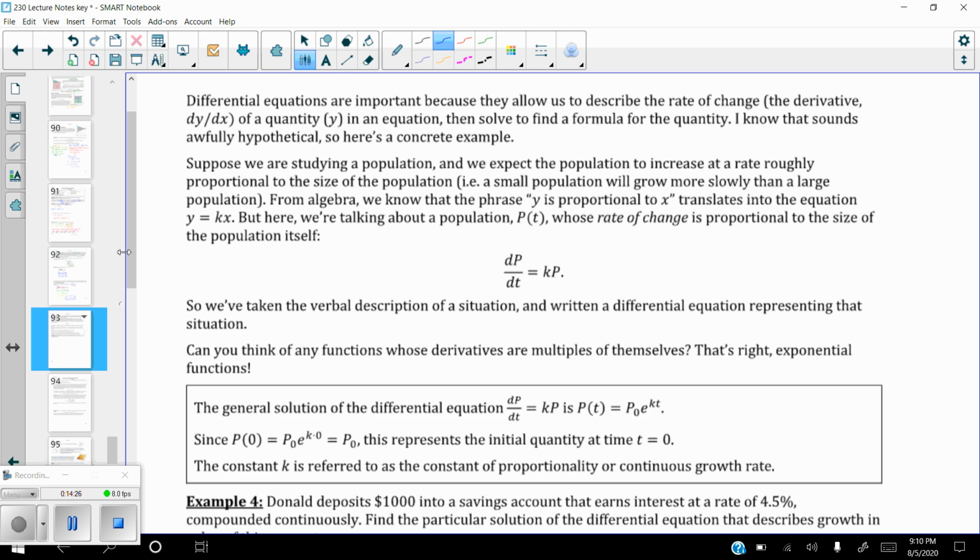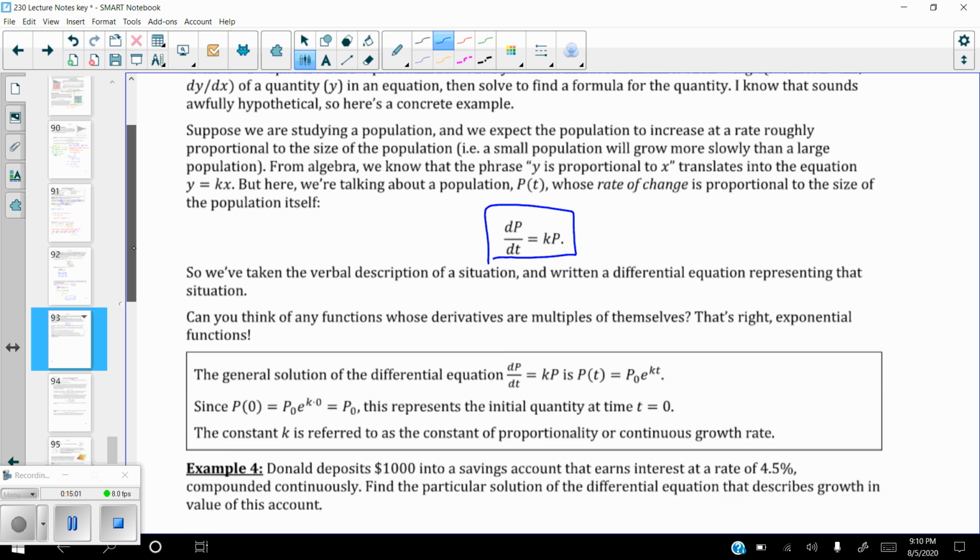So if you think back to algebra, the phrase y is proportional to x basically means you're going to have y equals kx, where k is some kind of a constant of proportionality that you multiply in. Well, in this case, it's the same idea, except that this time our differential equation, or our rate of change, is proportional to the actual population itself. So how the population is changing is proportional to the population itself. And that's where you get that differential equation right there.